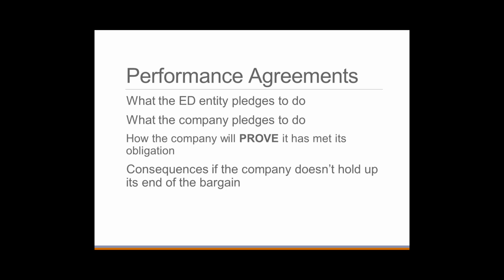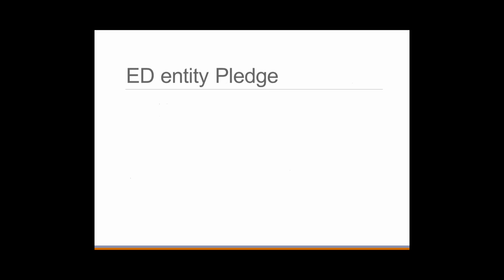This outline here is not identical to, but it touches on some of the same elements that were discussed in an IEDC paper recently. There was a series of 3 IEDC papers on economic development incentives, and there was one, I think it was called Maximizing ROI, that discussed performance agreements a good bit and gave some outlines as well of what's a good idea to have in there. So I'm going to start off with the ED entity pledge.